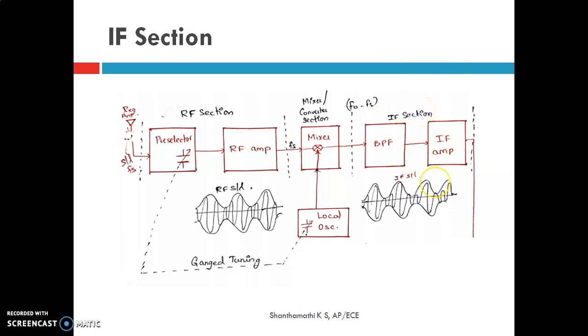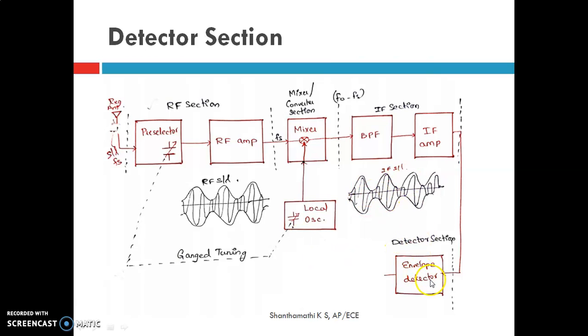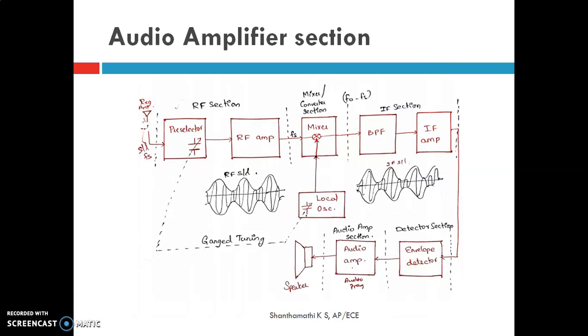Next, coming to the detector section. The output of the IF section is applied to a demodulator which recovers the baseband signal. This detector is called an audio detector, and we can also call it the second detector, whereas the first detector is the mixer section. This envelope detector acts as the second detector because the information signals are in the audio frequency. This detector section is followed by the audio amplifier section, which amplifies the audio frequency signal and applies it to the loudspeaker.